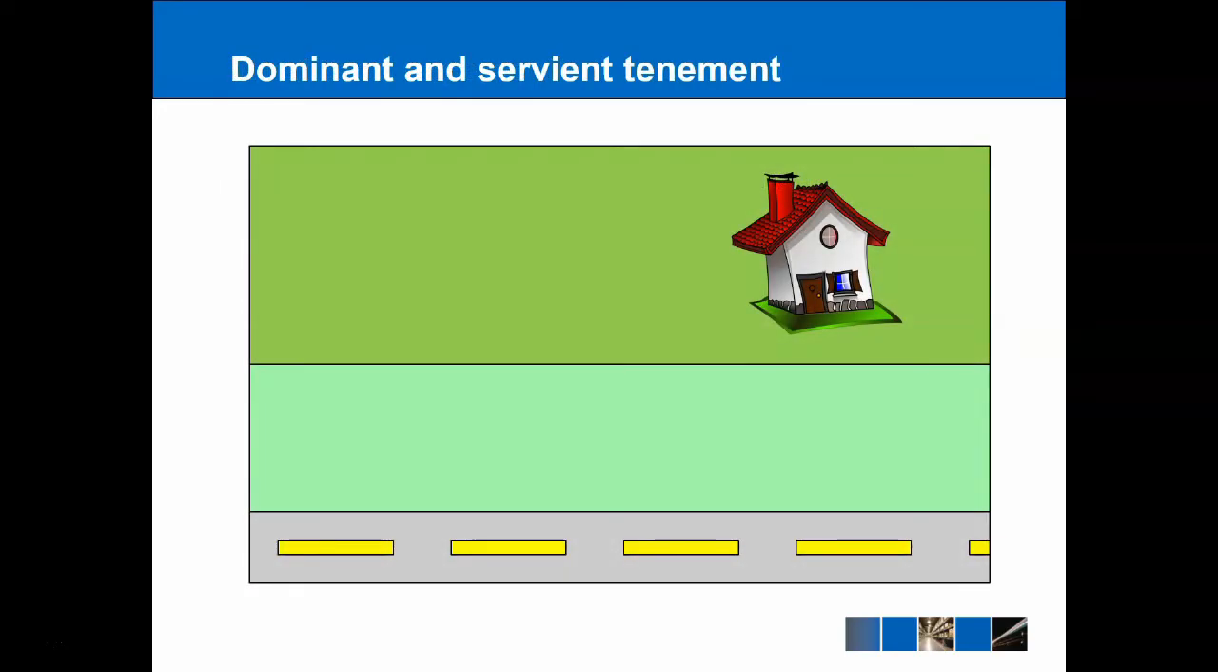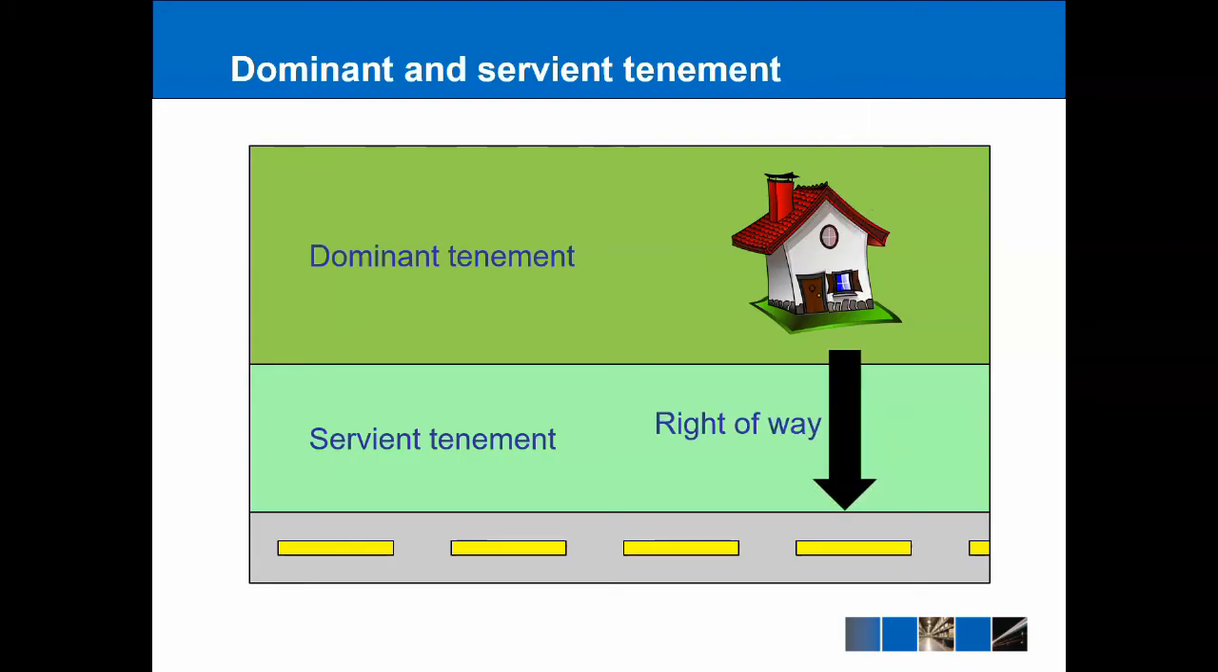So the idea of a dominant and servient tenement here, we've got the dominant tenement at the top, and that's the house, and this house wants to have access to the road along the bottom. In order to do that, it has to go through the servient tenement, or that servient piece of land at the bottom, and so the dominant tenement has a right of way across the servient tenement in order to get to the road. And that's all we're talking about here. There's going to be two pieces of land in question. One's going to be the dominant tenement, which is going to be the one that uses the easement or uses the right of way, and then there's the servient tenement where the right of way is across that piece of land.